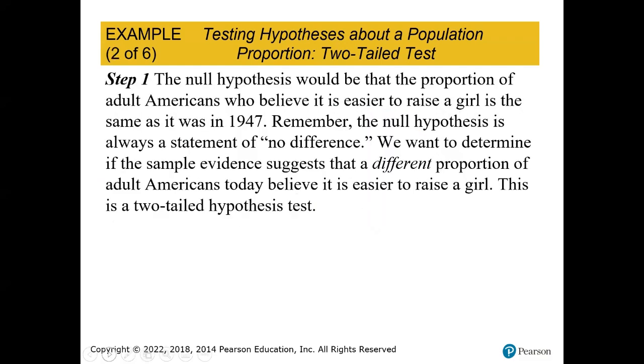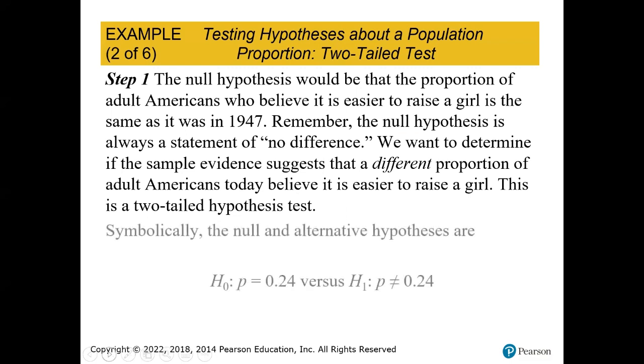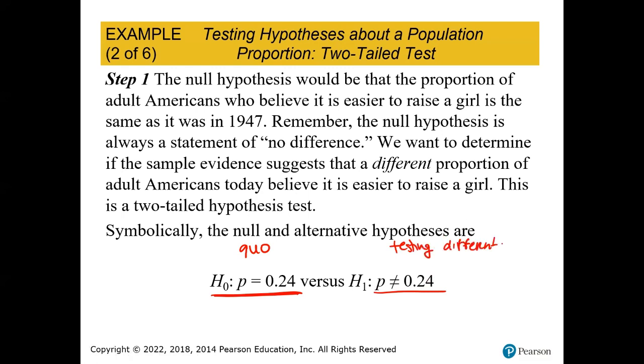We are going to create our hypotheses. Our status quo is 0.24. That is what we knew before. What are we testing? Testing that it is different. Different means it can be higher or it could be lower. I'm not testing one way or the other, just that it is not equal to.